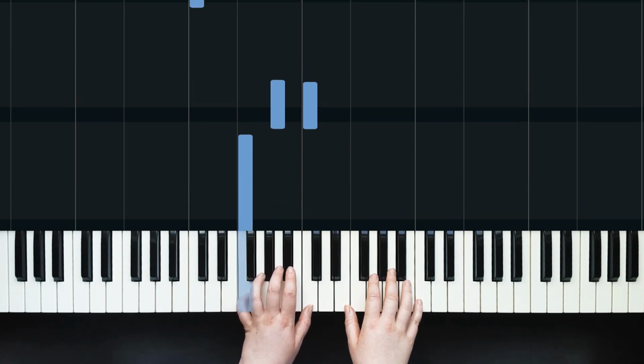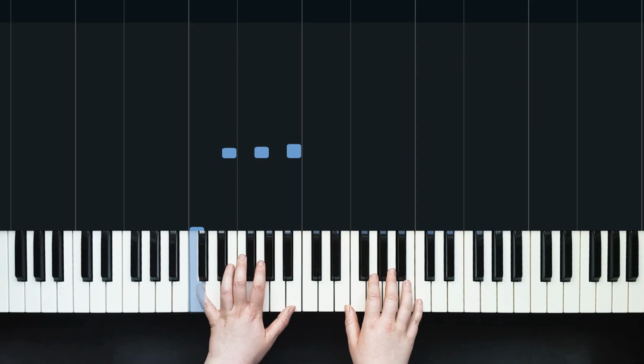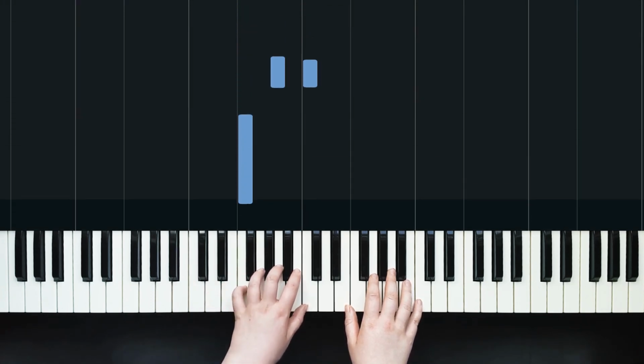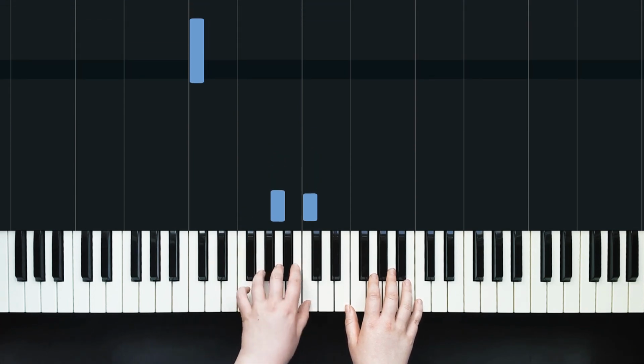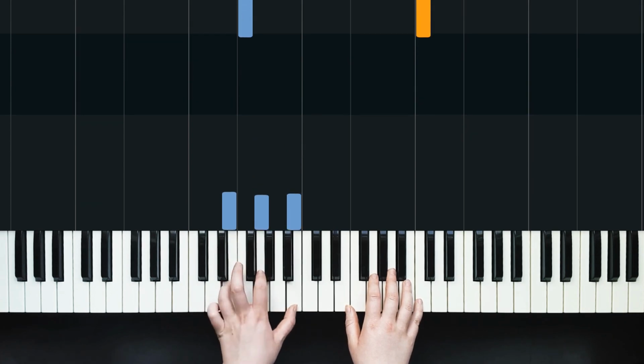Here we go. 1, 2, 3. Don't forget the pedal. So put the pedal down for this chord. Keep it held down. And then lift it up for the next chord. And put it down. Hold it down.